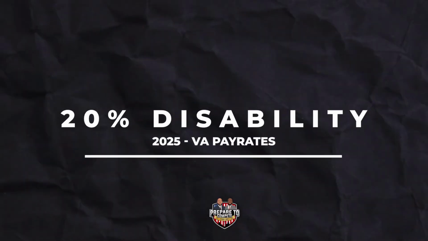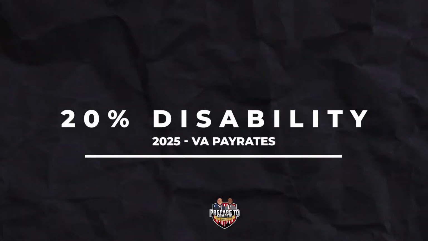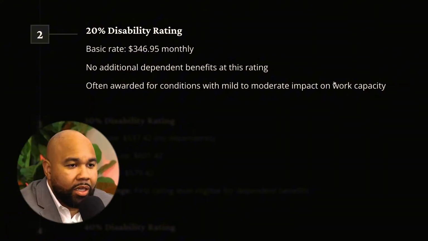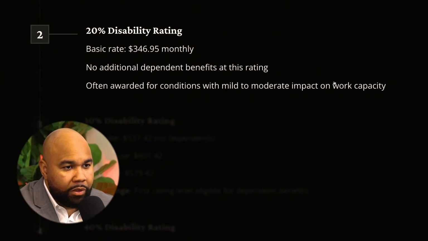With that, I also want you to understand and consider this 10% could impact daily functioning needs. Not so severe, however, severe enough that it does affect you and is chronic and ongoing. Now, 20%. The 20% base rate is going to be $346.95, on a monthly basis, every single month for the rest of your life.